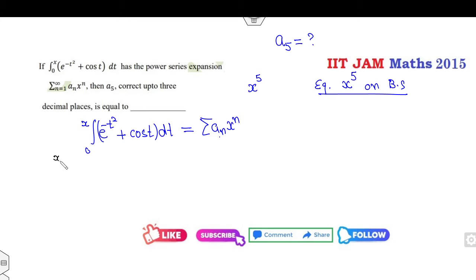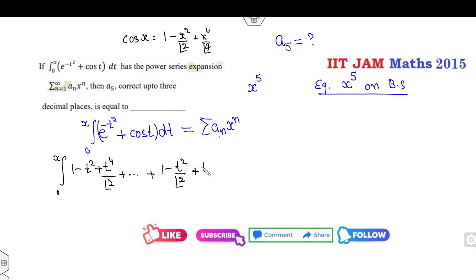So let's see. If you open this bracket expansion, it is 1 minus x square plus x4 over 2, and so on. Plus cos of the x series. It is 1 minus x square over 2, plus x4 over 4, and so on. Now since I need the coefficient of x raised to power 5, which comes when you integrate the coefficient of x4, this is the term which gives the coefficient of x5.